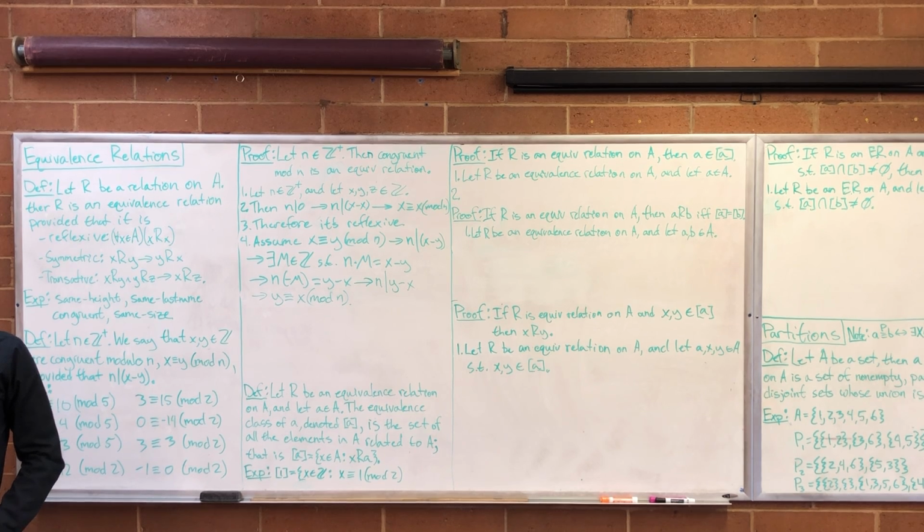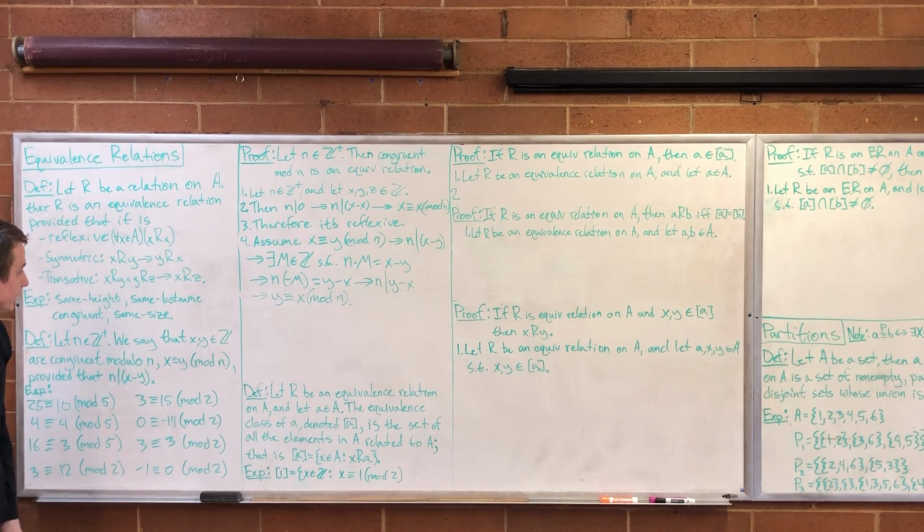I think, let me double check. Equivalence relations, congruence mod n, that's the definition. Proof of the third section. Yep, it's left as an exercise.